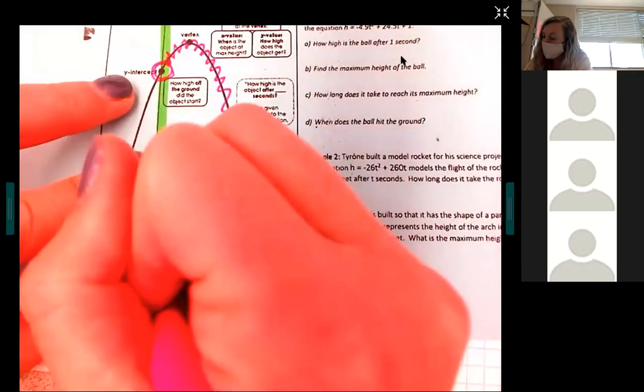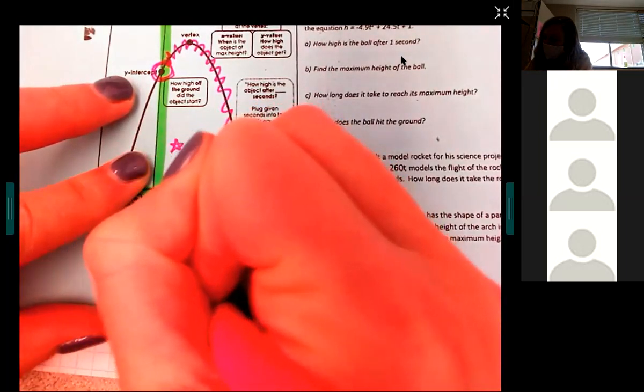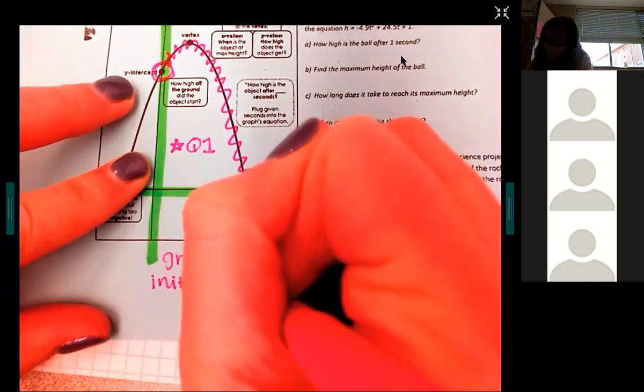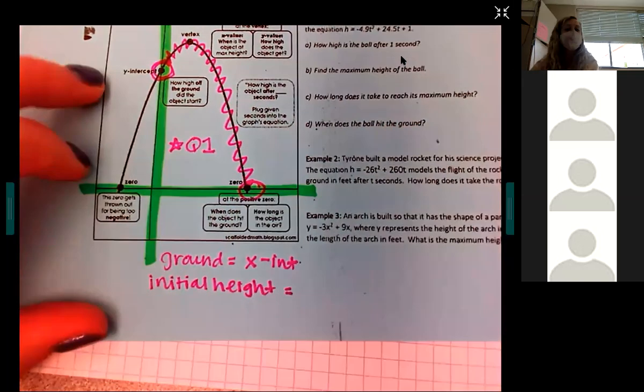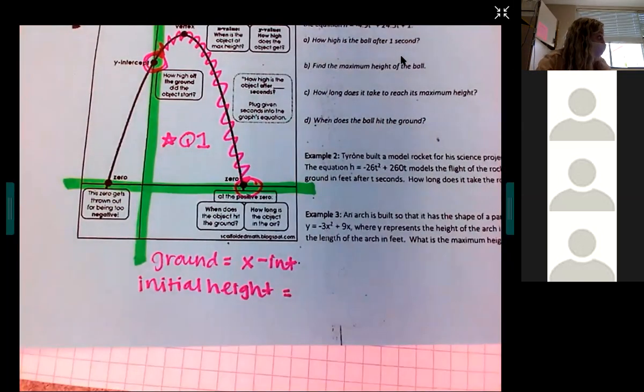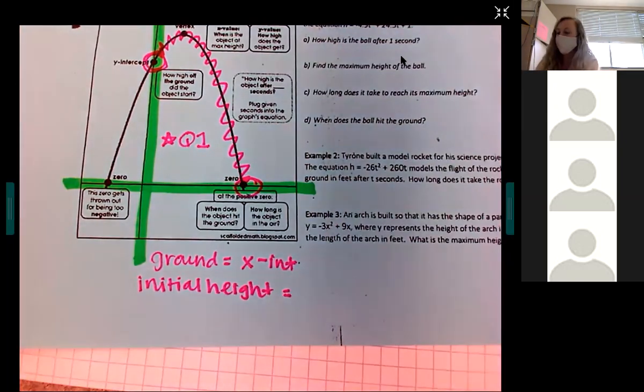If they ask you for the initial height, so if I'm asking at what height did the tennis ball hit Henry's racket, are you proud of me right now making up this real world example on the fly? I'm doing pretty good. At what height did the tennis ball hit his racket? Which point would that be at?